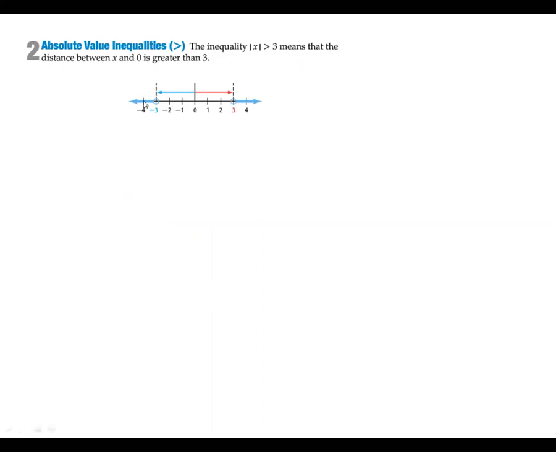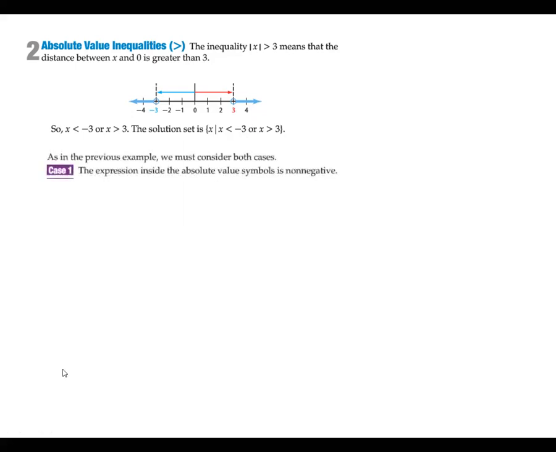Okay, so notice these regions don't overlap, so this is an or statement. So x is less than -3 or x is greater than 3. As long as you do either of the two, you're okay, right? So there may or may not be an overlapping region with the greater than inequalities. Just like the previous example, you have to consider both cases.